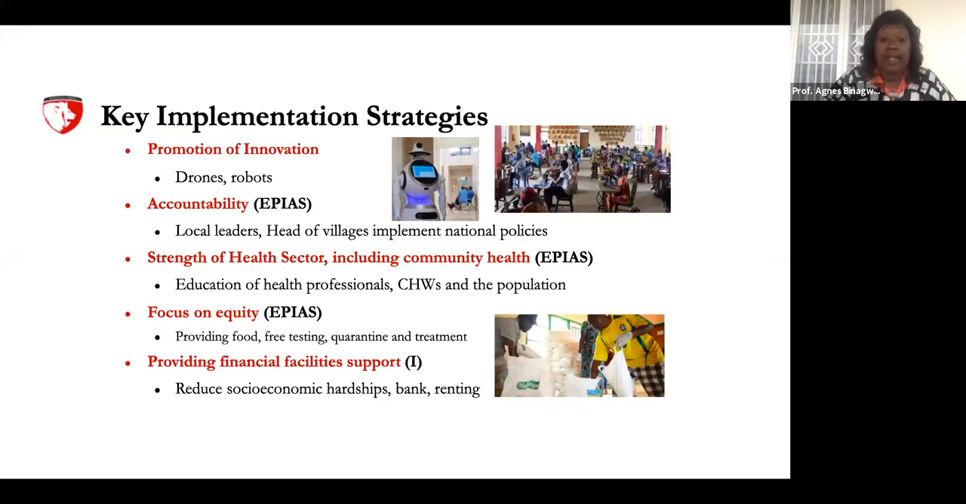And strengthen the health sector, including the community health workers, by education, and give them the tools to perform what we ask them to do. Focus on equity was a key strategy that we found across all countries that have performed well to reduce under 5 mortality. And focus on equity is something that we found in all countries where they have done well in the response to COVID. And after that, providing financial support for people in need because of lack of income, and giving direct food as well. Next one.